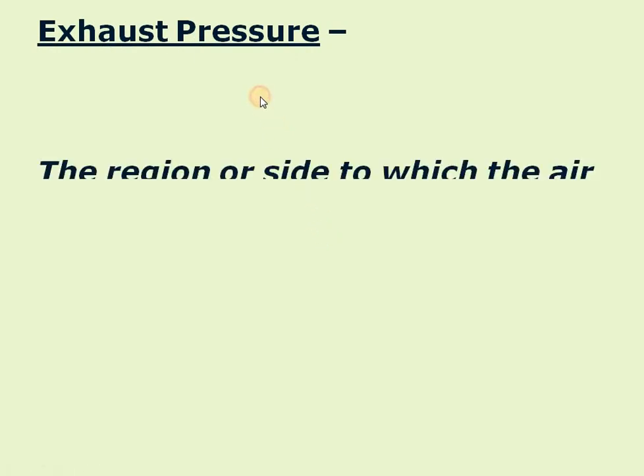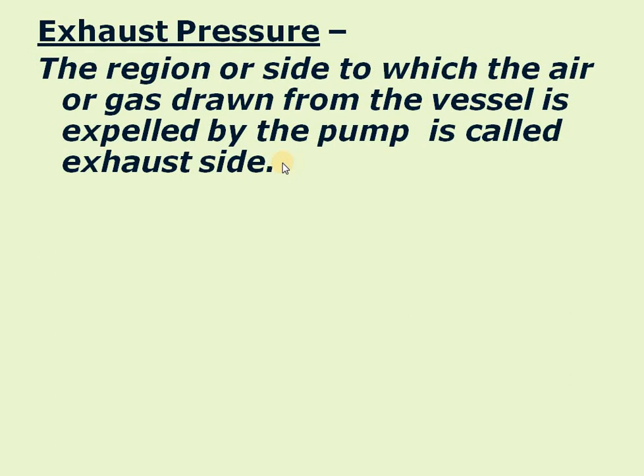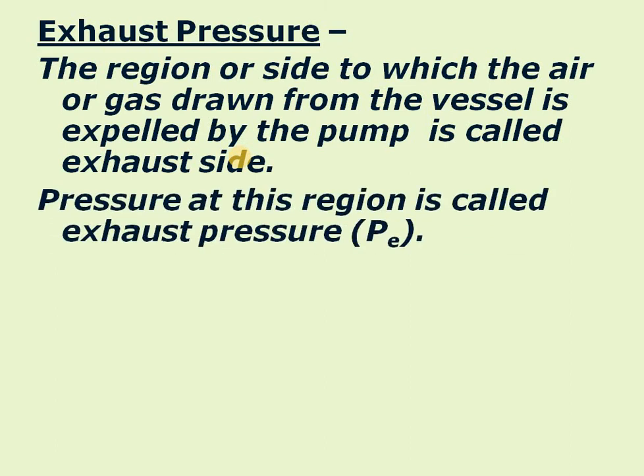And again, we have to talk about what is an exhaust pressure. We have already seen inlet pressure. So what is an exhaust? This is the region or side to which the air or gas drawn from the vessel is expelled by the pump, and it is called the exhaust side. So shortly, it is that place or space or region into which gas is pumped out. That place is called the exhaust side. And the pressure existing at that side or at that region is called exhaust pressure.